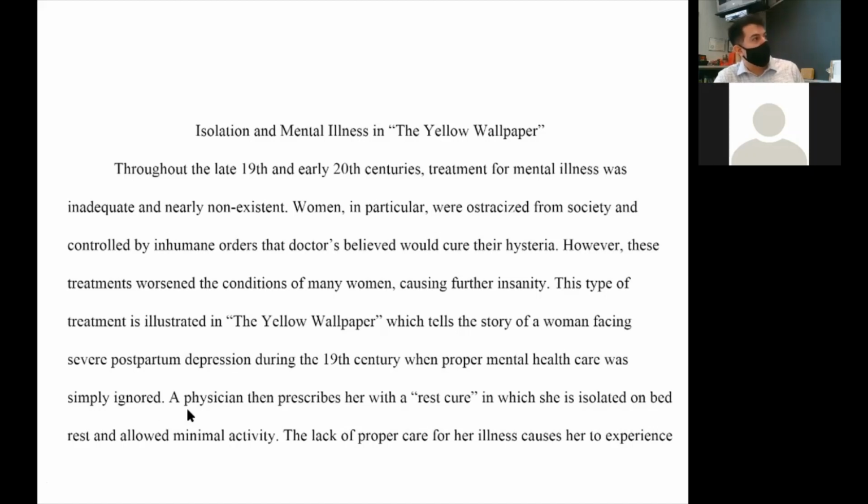Okay, so here's one, an actual opening from an essay submitted last year. "Throughout the late 19th and early 20th centuries, treatment for mental illness was inadequate and nearly non-existent. Women in particular were ostracized from society and controlled by inhumane orders that doctors believed would cure their hysteria." This isn't flashy or dramatic, but it works. It tells us exactly what we're talking about. This is a paper about The Yellow Wallpaper and psychological treatments at the time.